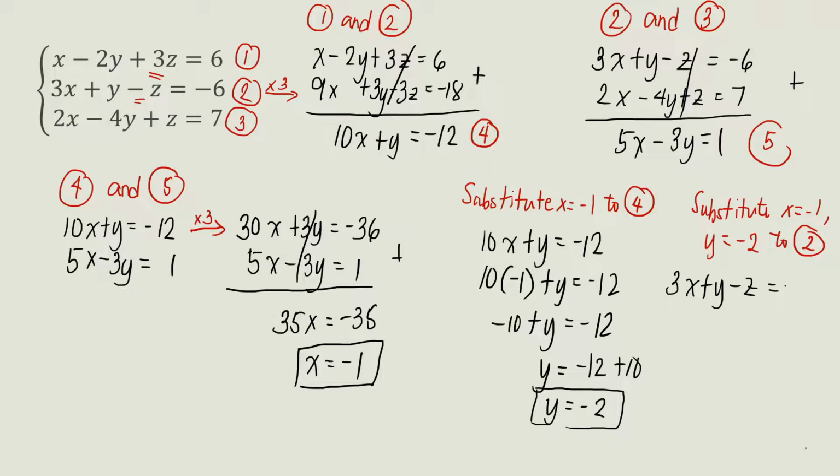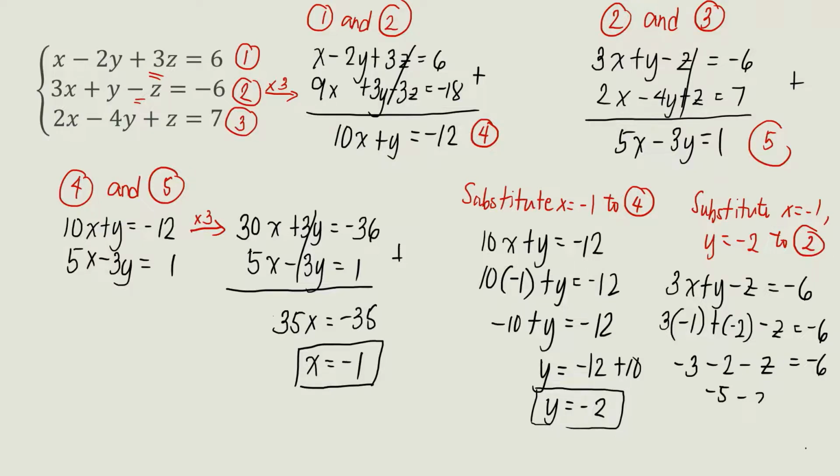Now let us substitute x there. 3 times your x, which is negative 1, plus your y, which is negative 2, minus z is equal to negative 6. So 3 times negative 1, that's negative 3. This is negative 2 minus z is equal to negative 6. So this is negative 5 minus z is equal to negative 6.